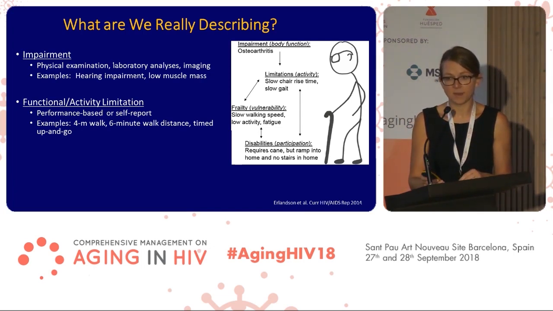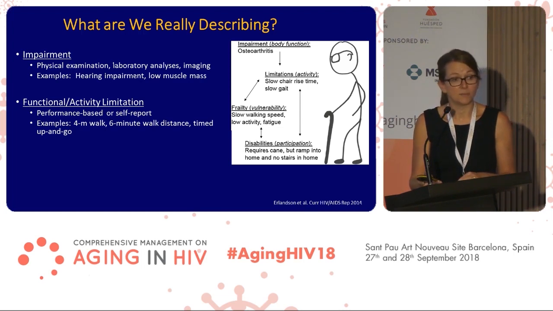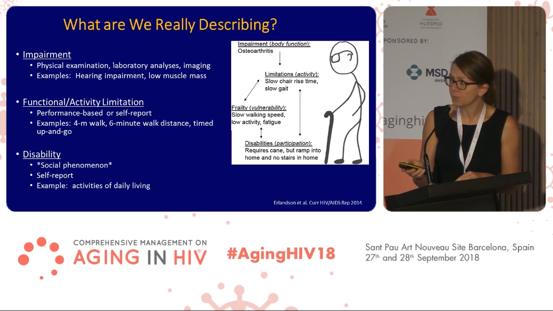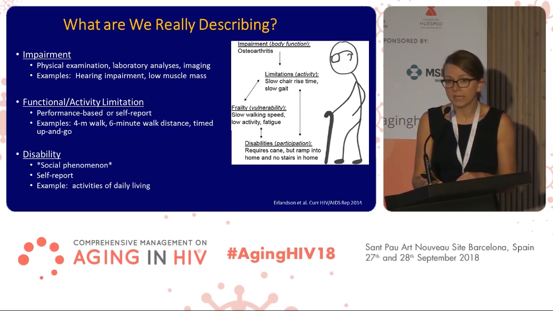An example of this might be if someone has severe osteoarthritis and therefore they have slow gait speed. These are oftentimes defined by performance-based measures, so gait speed, time to up and go, a 6-minute walk distance, or by self-report. So somebody may have some difficulty that they just tell you they have. If untreated or not dealt with, these could lead to a disability.